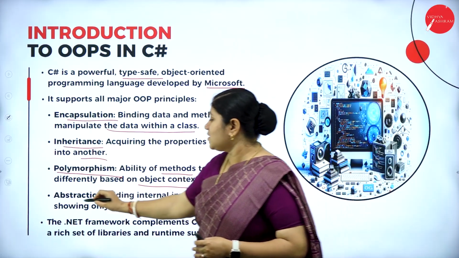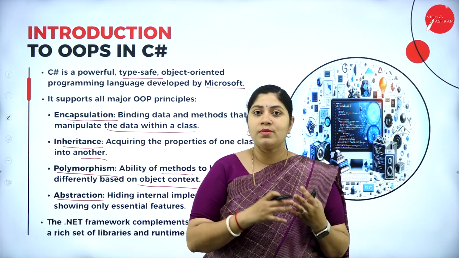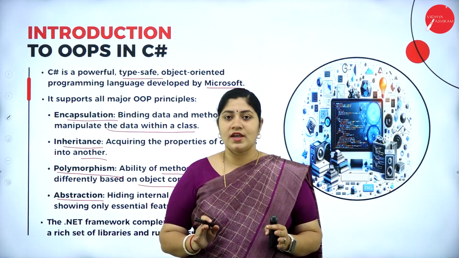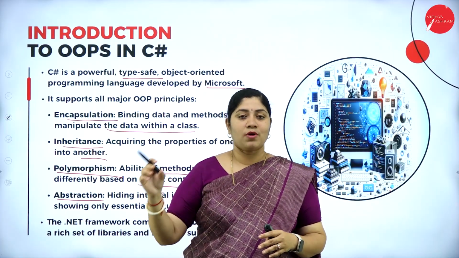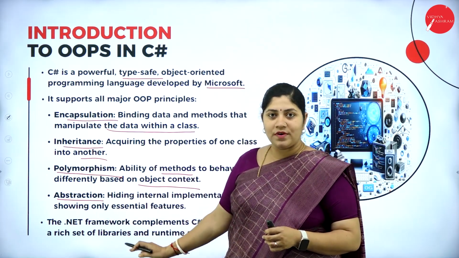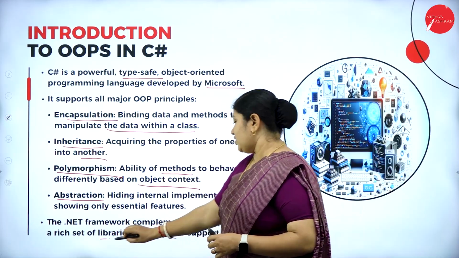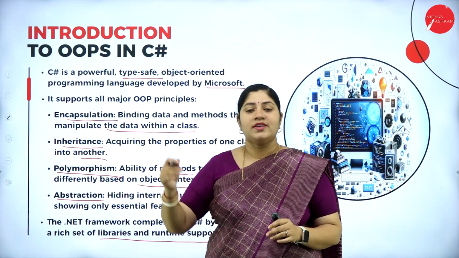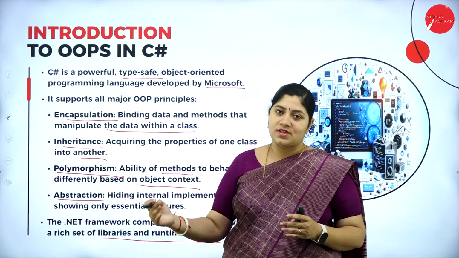Up next is abstraction. Under abstraction, whenever it is called, it will be providing only the data which is essential and it will be completely hiding the overall data. So that property is called abstraction. We know the .NET framework has a rich set of libraries as well as runtime support. Exactly, this is all about the introduction to OOP with C#.